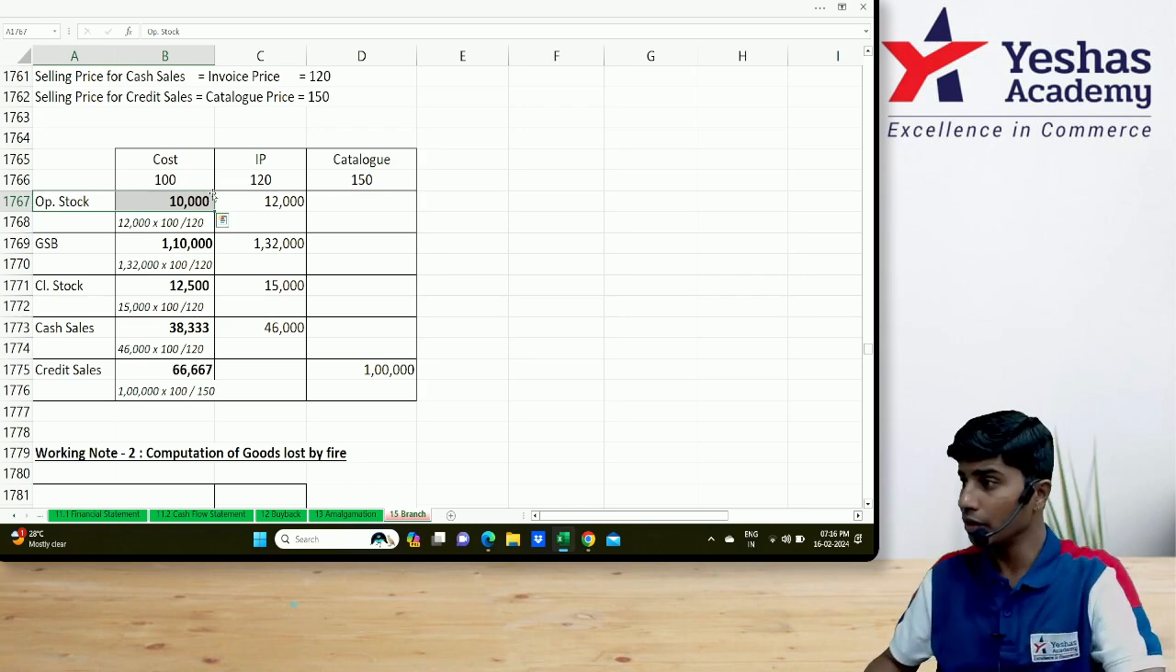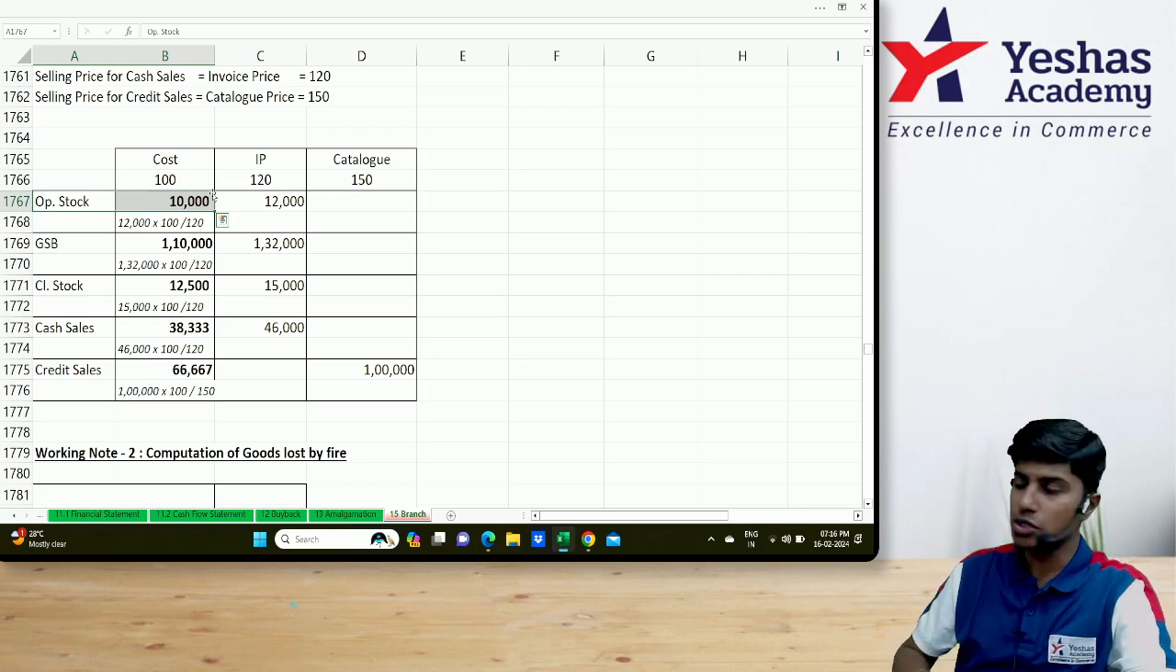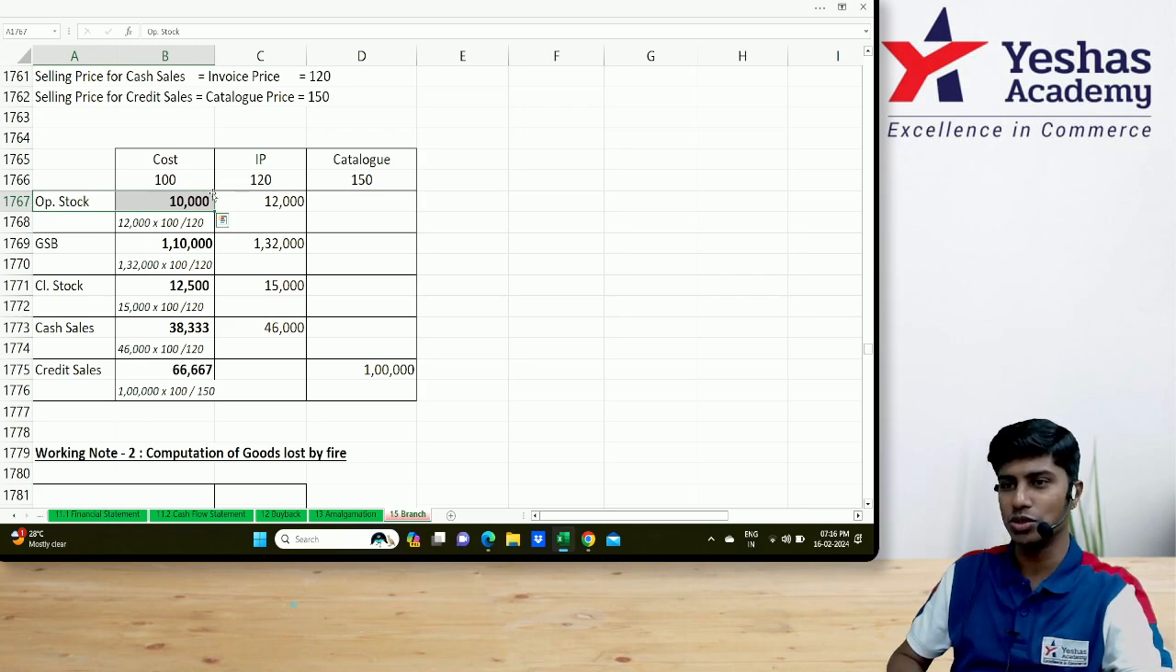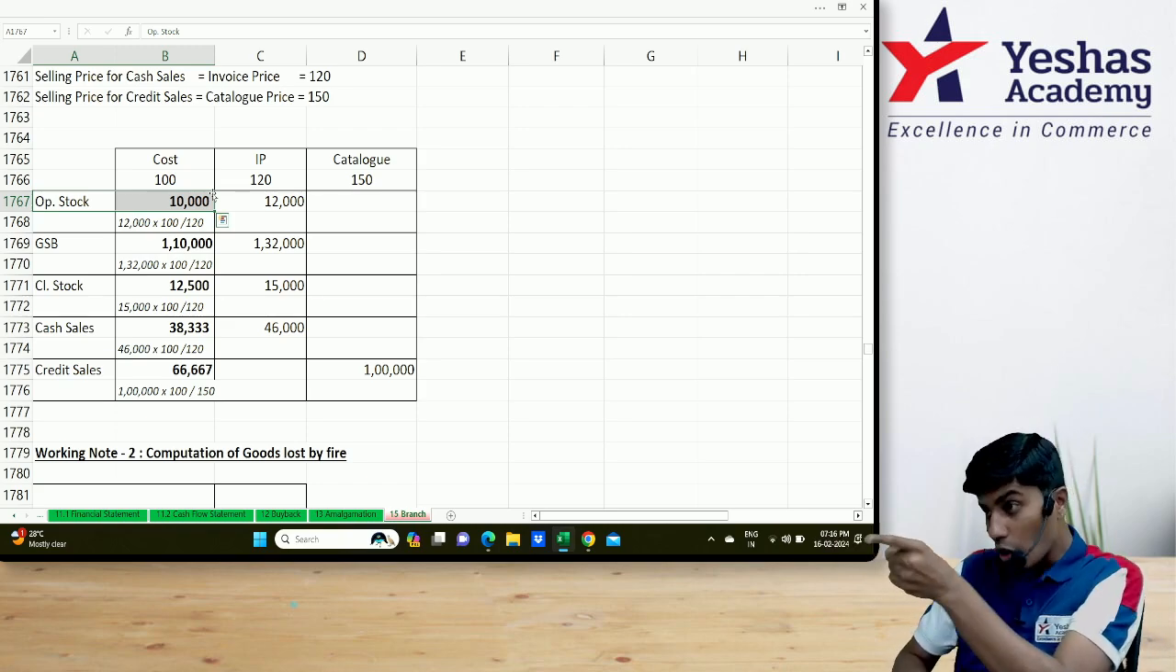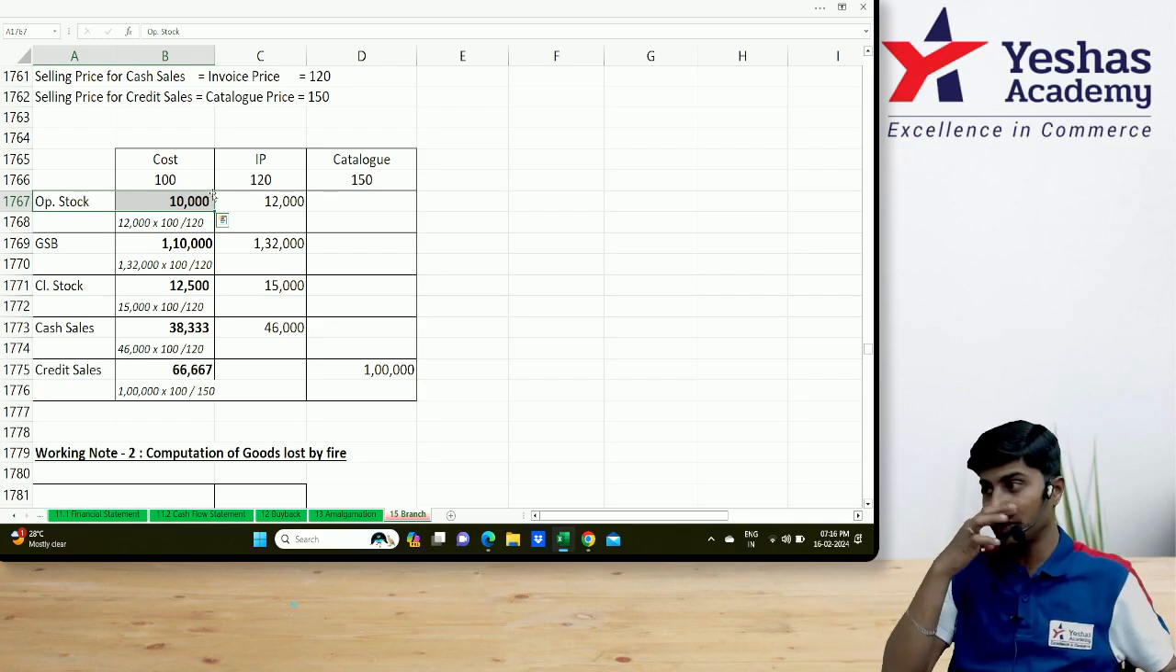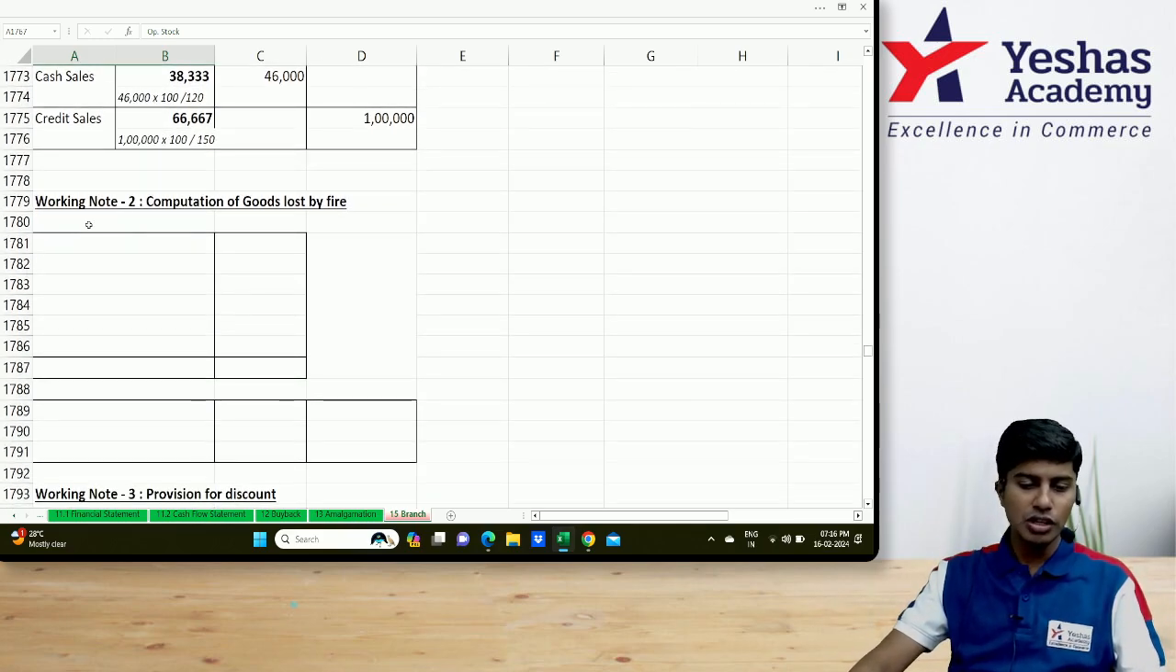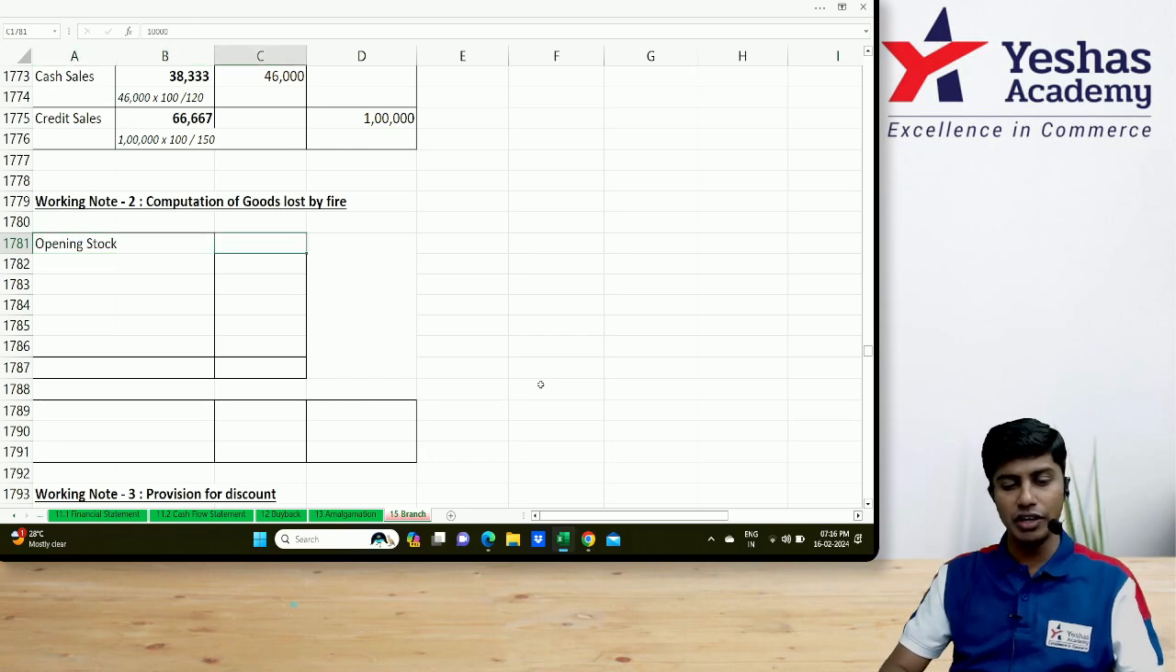What did you get? 15,000. Closing stock is 12,500. What happened to the balance 2,500? Loss, abnormal loss. This is at cost. We also want it at cost. For you to know well, we'll write the journal and the computation.